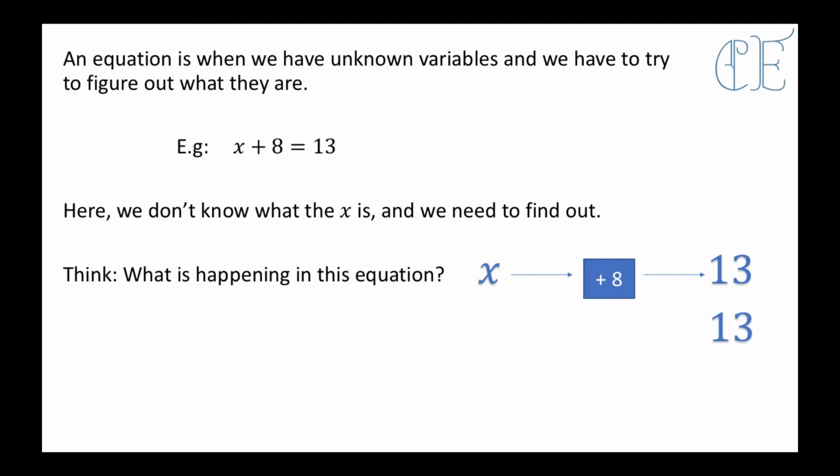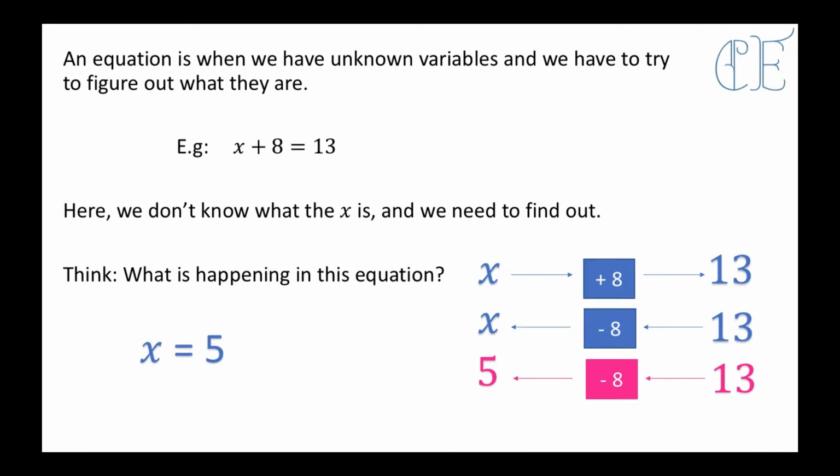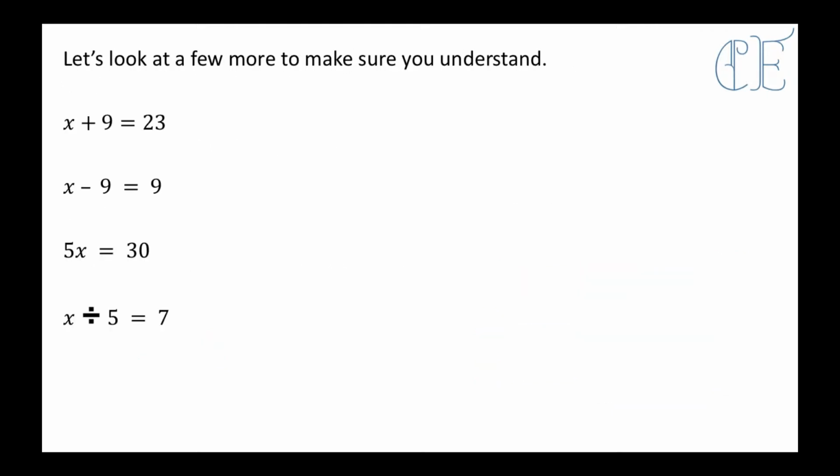So if we reverse that calculation, we have to go backwards and we do minus 8. And 13 minus 8 equals our x value. So 13 take away 8 equals 5. So x equals 5. So that's a nice simple equation, and I hope you're taking notes. Let's try another one. So here you've got 4 different calculations, and have a go at them, pause the video and see if you can figure out what x is, and press play and we'll go through each of them.